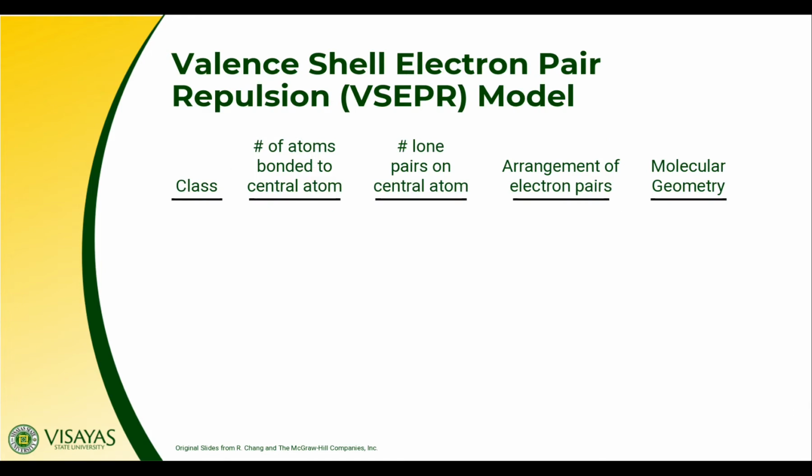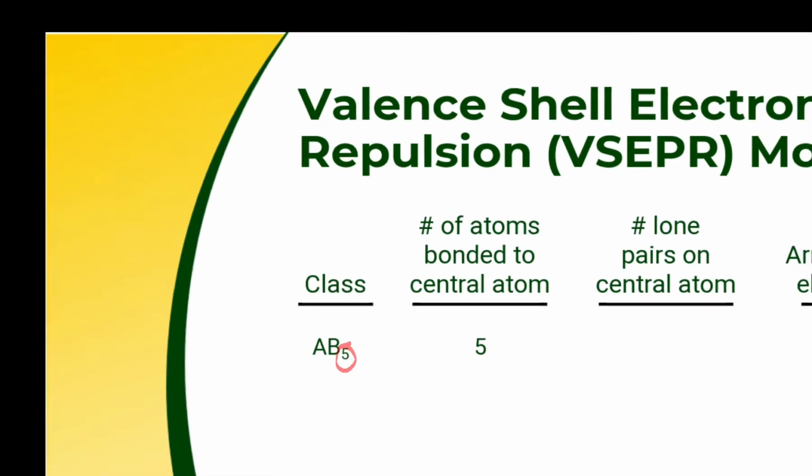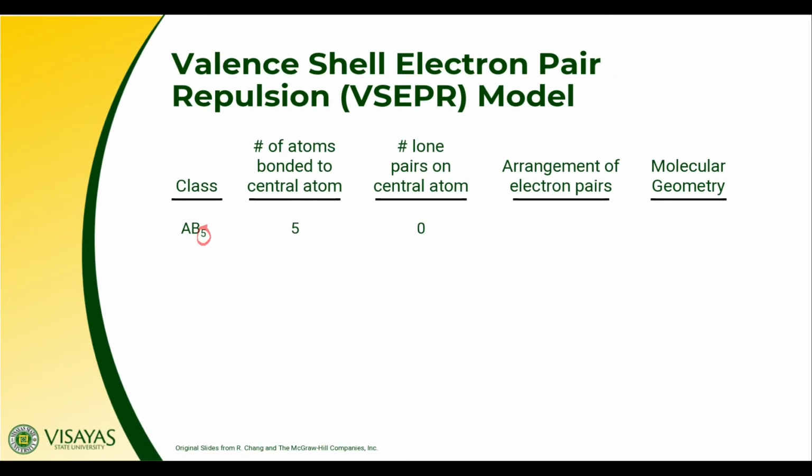Okay, next we have the class AB5. So here we have 5 atoms bonded to the central atom, and there are no lone pairs on the central atom. So the arrangement of the electron pairs is trigonal bipyramidal.